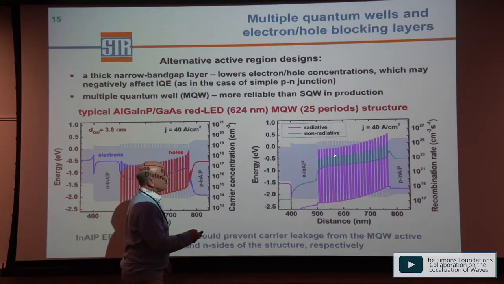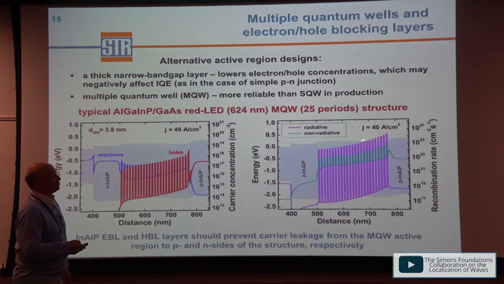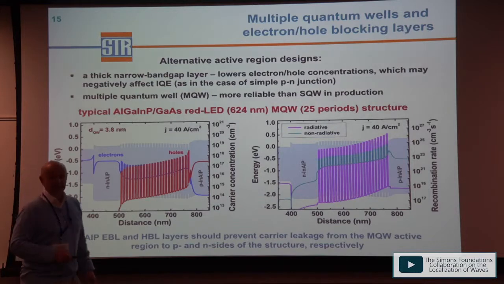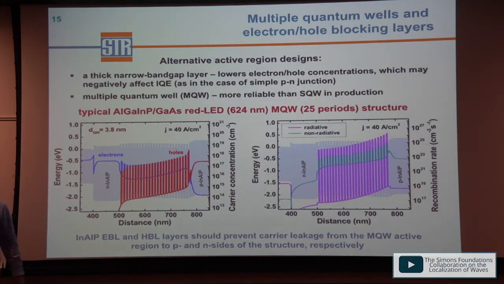And here you can see the simulation of the radiative recombination, which is also uniformly distributed among the wells, and the non-radiative recombination. The radiative recombination dominates, and this produces high internal quantum efficiency of such an LED.